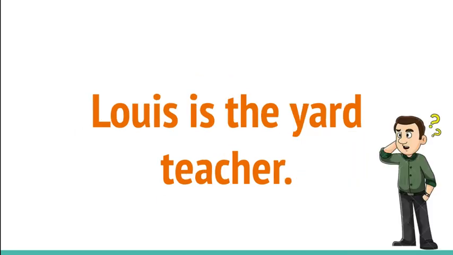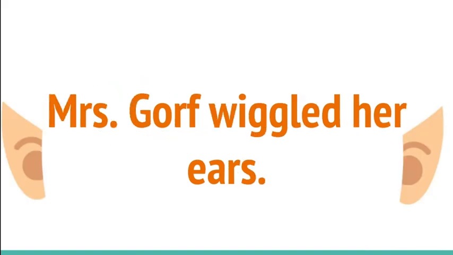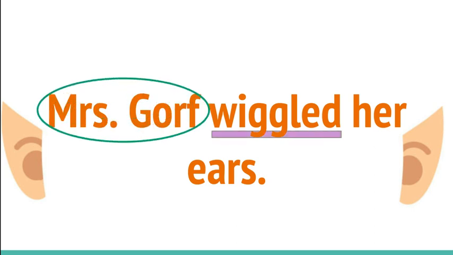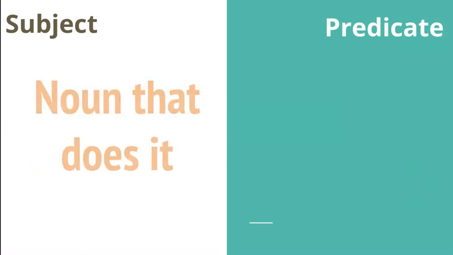Louis is the art teacher. Remember our be verbs. Is our predicate. Who is? Louis is. Mrs. Gorf wiggled her ears. If wiggled is the predicate, Mrs. Gorf must be the subject. To review, the subject is always the noun or pronoun that's doing the verb or predicate.